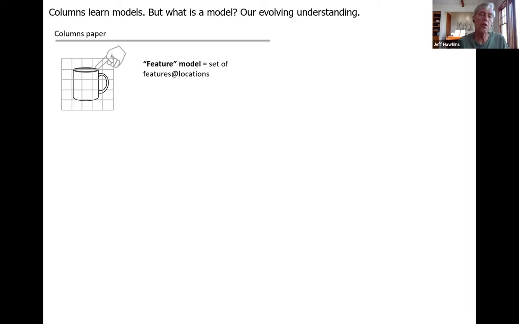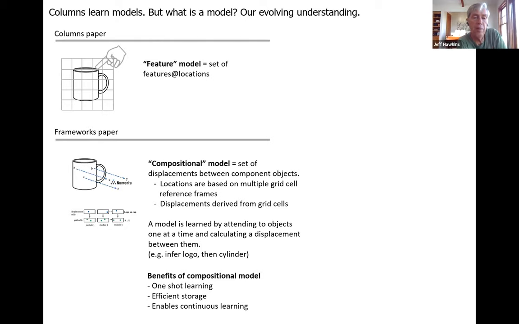So as you move your finger around the coffee cup, you discover features at different locations in some reference frame. And that's how you build up a set of those features at locations. There were a lot of issues with that, but that was the best we could do at that time, and we were pretty excited about it. But again, the main thing we were trying to do in the paper was saying that it could be done. You could learn a model of the world through movement, and individual columns could do that. But we knew there were some big problems with that. So we tried to address some of those problems in the frameworks paper.